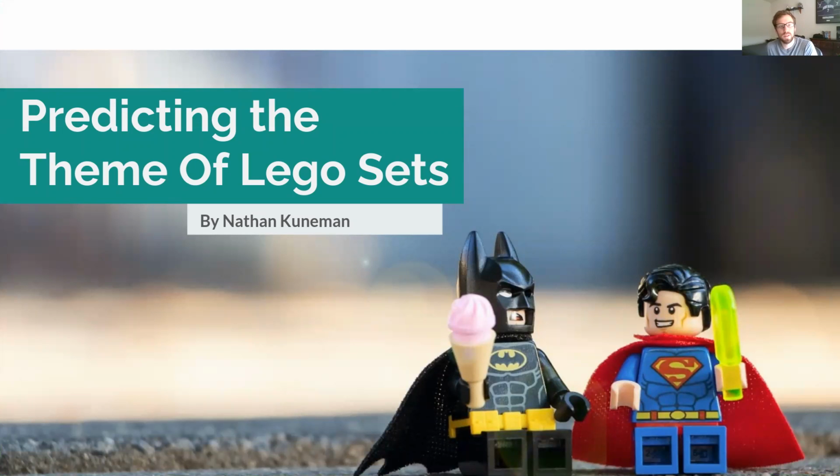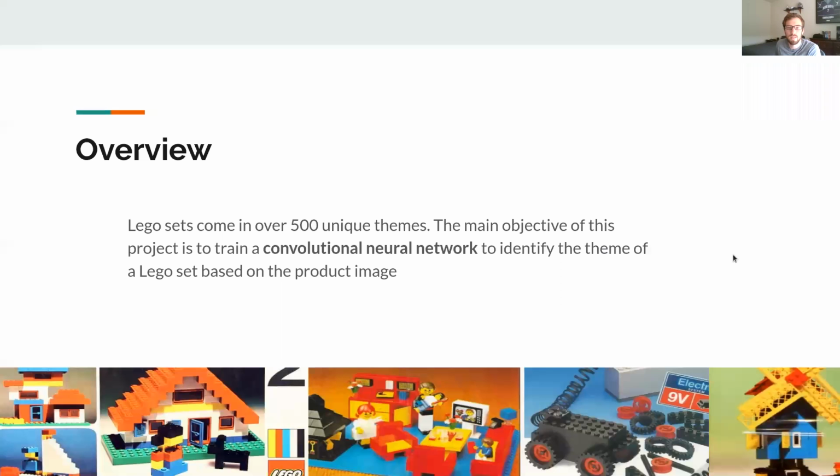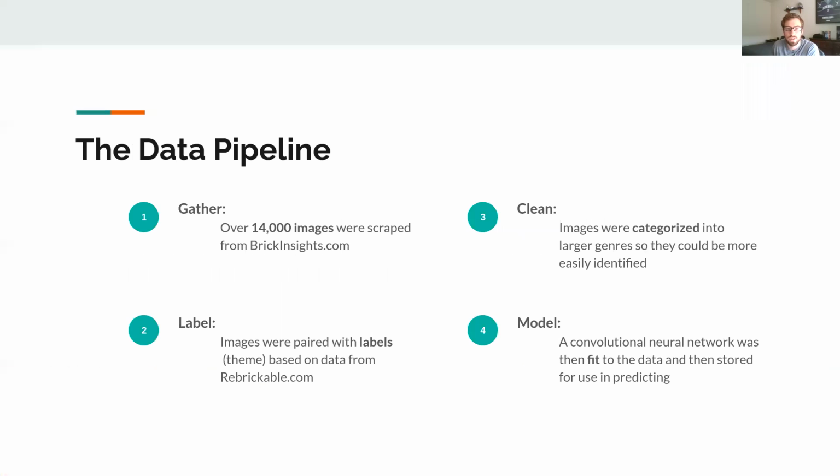Hi, my name is Nathan Kuneman, and this is my project on predicting the theme of Lego sets. For an overview, Lego sets come in over 500 unique themes, and the main objective of this project is to train a CNN to identify the theme of the Lego set based on the product image.